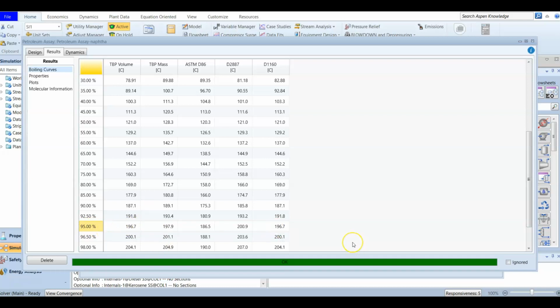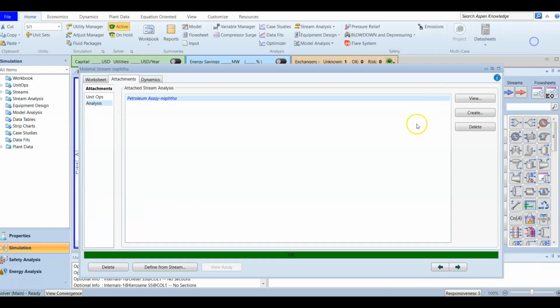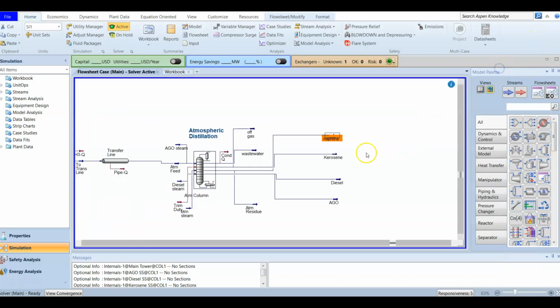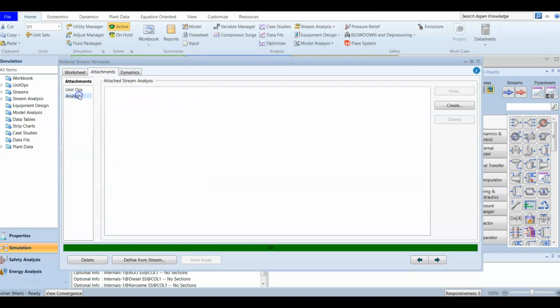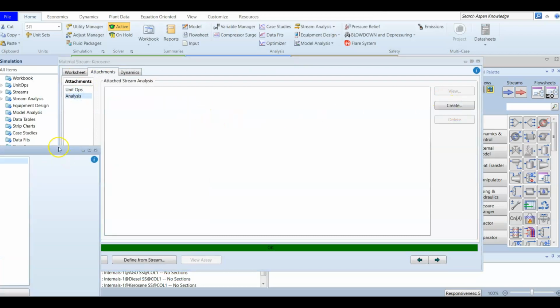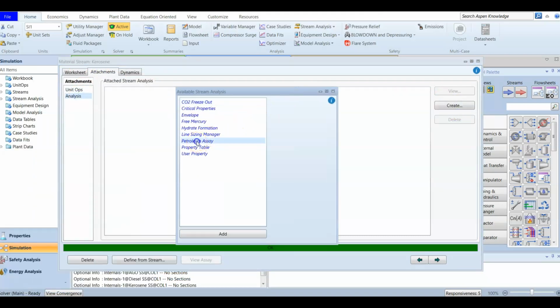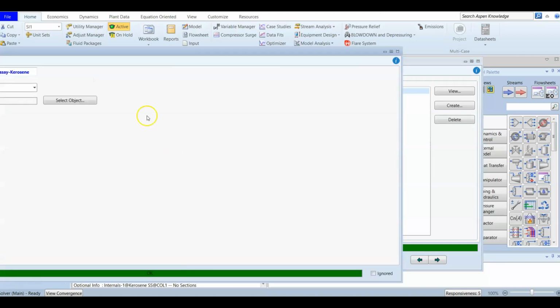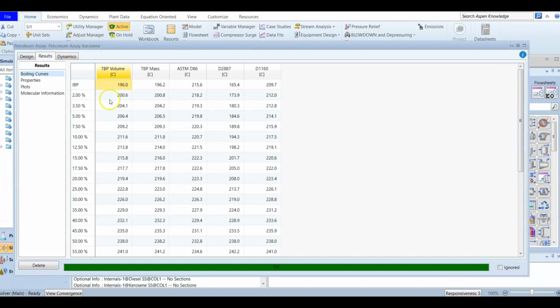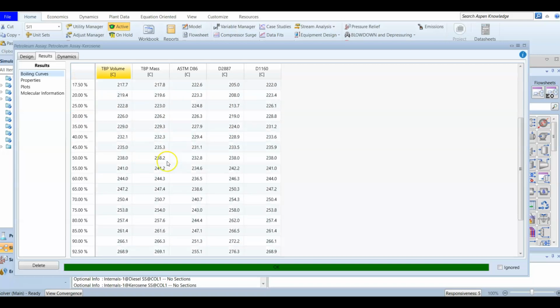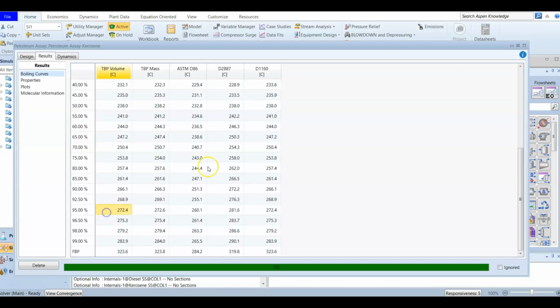Okay, so now I'm going to do the same with a different stream. So I did it for naphtha. So now I'm going to kerosene, double click and go to attachment analysis, and I'm going to create a stream analysis for a petroleum assay and add it. Again, after opening this one, here you have results, and this is the 5%, so it's at temperature 206, and also you can find 95% here.